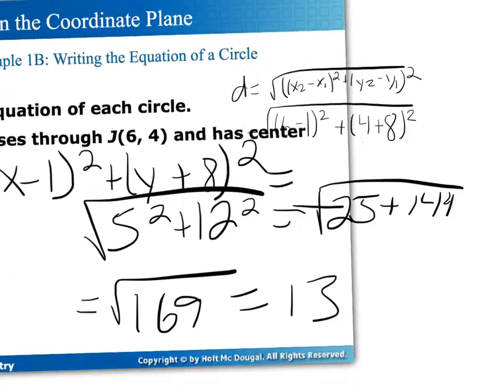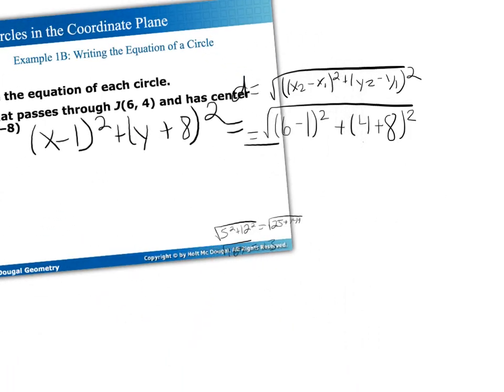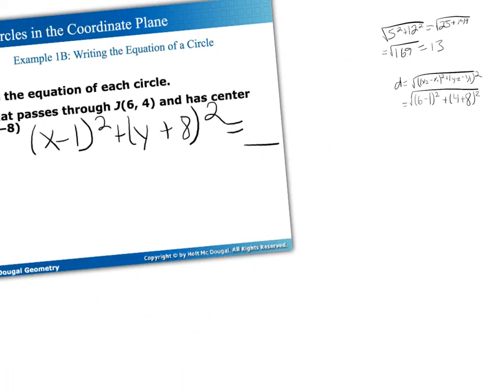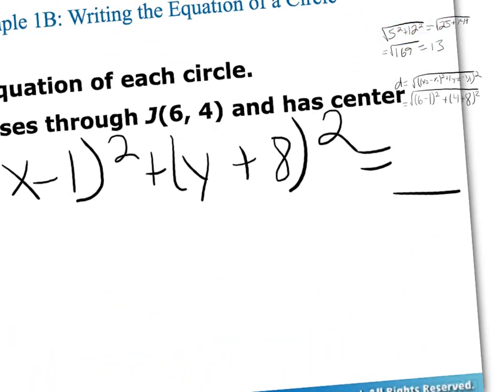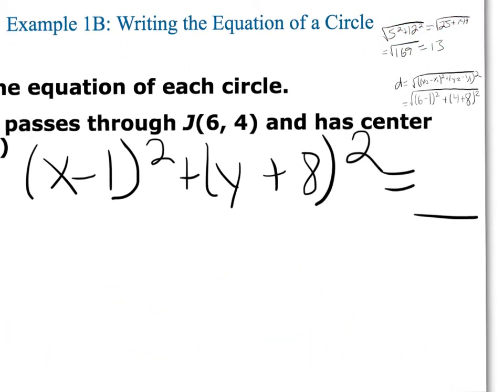All right, so now you just come to this part of the equation. Don't forget, though, when you put in the radius, you do have to square it. So you basically just put back in the 169. So this is your equation for your circle: x minus 1 squared plus y plus 8 squared equals 169. Opposite centers, square your radius.